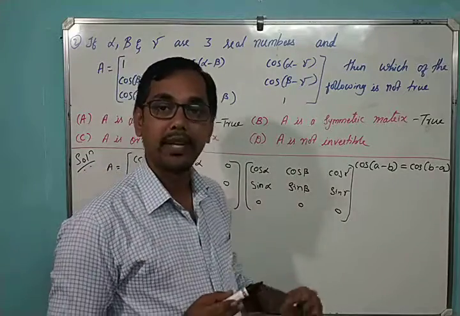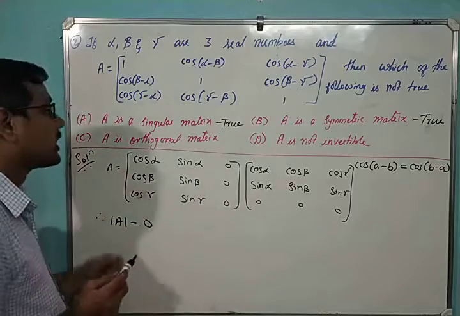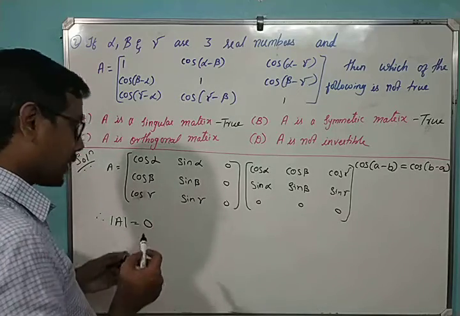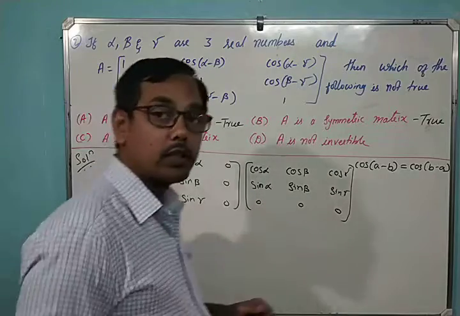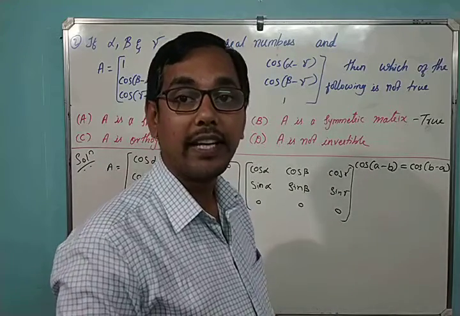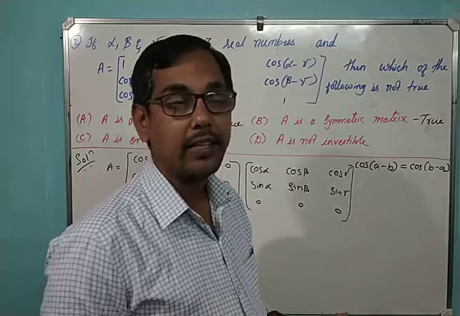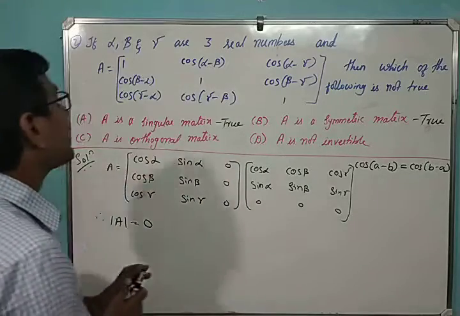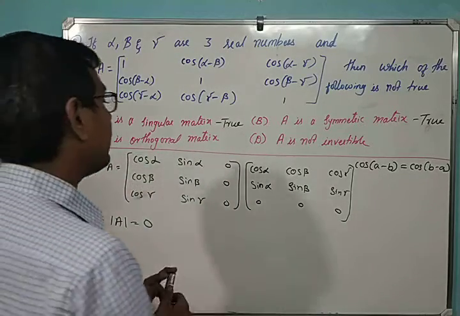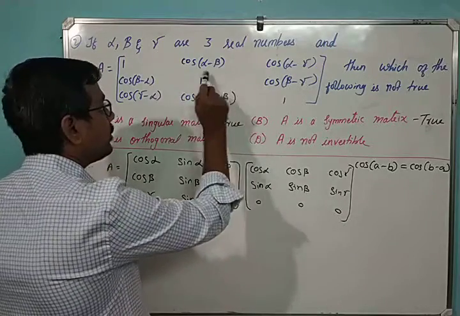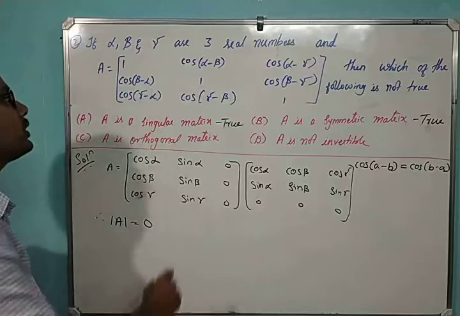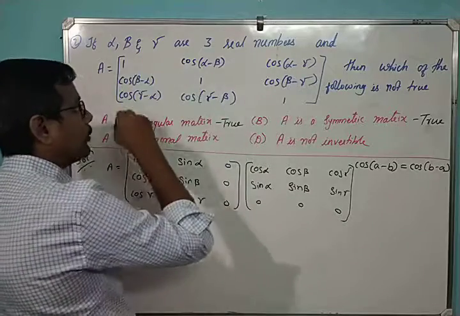A is a symmetric matrix, that is also true. Now we need to check whether A is not invertible. For that, what you should check is A into A transpose should be equal to A transpose into A should be equal to I. So whether A into A transpose is going to give you I. Okay, see here. What will this one be? A into A transpose, row into column.